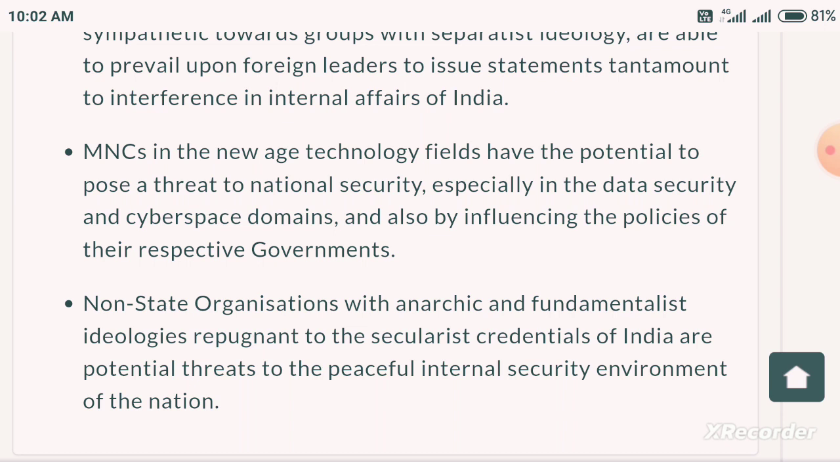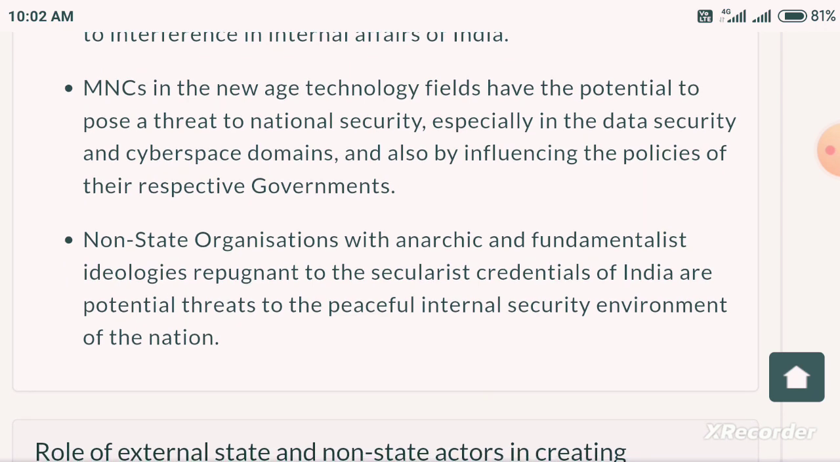MNCs, that is multinational companies, in the new age technologies field have the potential to pose a threat to national security, especially in data security and the cyberspace domain, and also influence the policies of their respective governments. Non-state organizations with anarchic and fundamentalist ideologies, repellent to the secular credentials of India, are potential threats to the peaceful internal security environment of the nation.